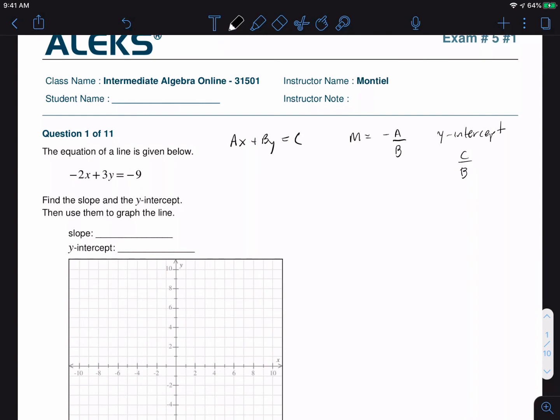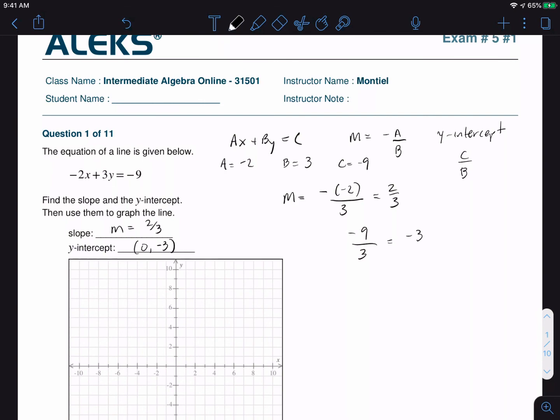So with the problem that we have, our a would be negative 2, our b would be 3, and our c would be negative 9, right? So our slope is going to be negative 2 over 3, and so that's going to give us a slope of 2/3. The y-intercept is going to be negative 9 divided by 3, so that's going to be negative 3. We can write it as a point if we wanted, 0, negative 3, or they're probably just going to ask you for the number negative 3.